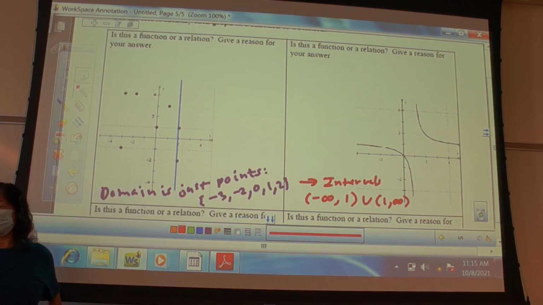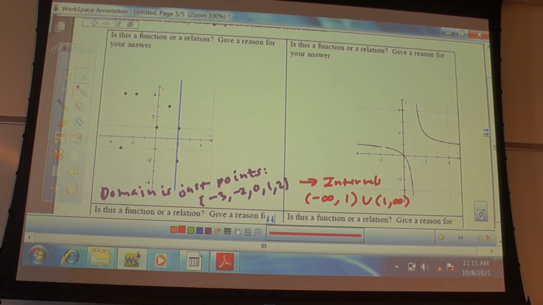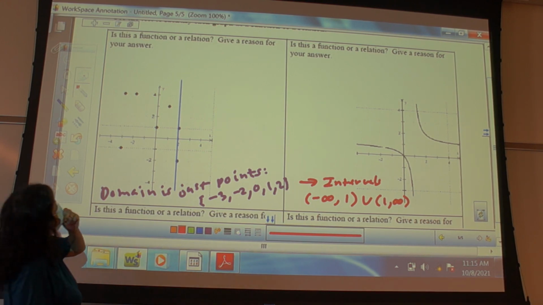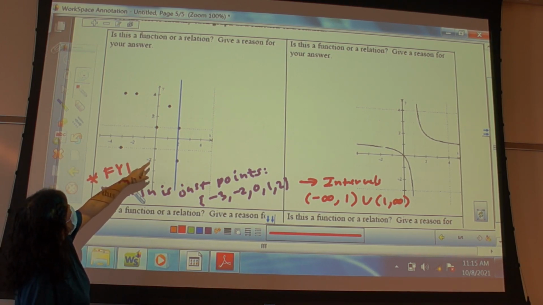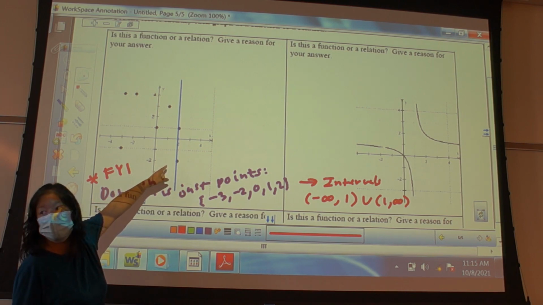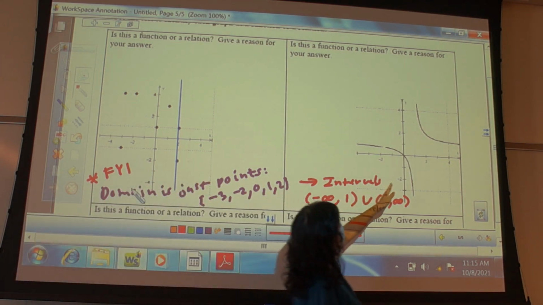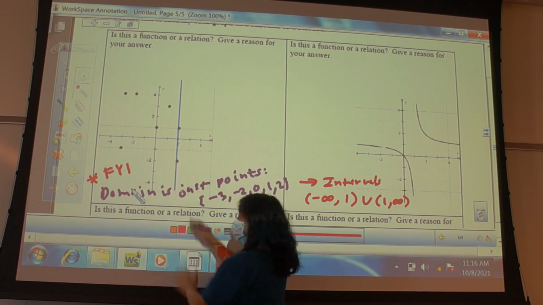I just want to make sure of this as an interesting side note, because people get lost on that a lot. It's super common, so I want to bring it up as often as I can. I'll just put a little star. FYI. Okay. So here, this one we would say is not a function. Why? Because it fails the vertical line test.